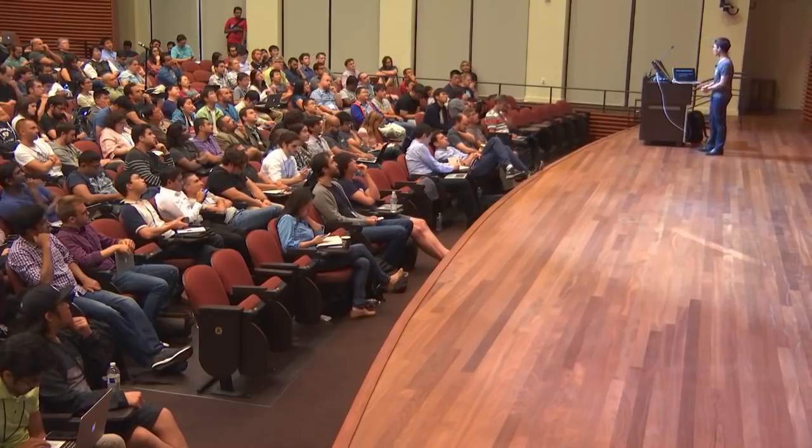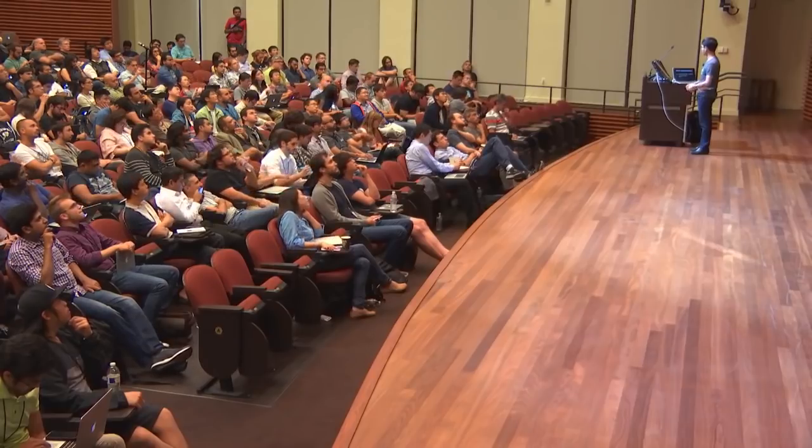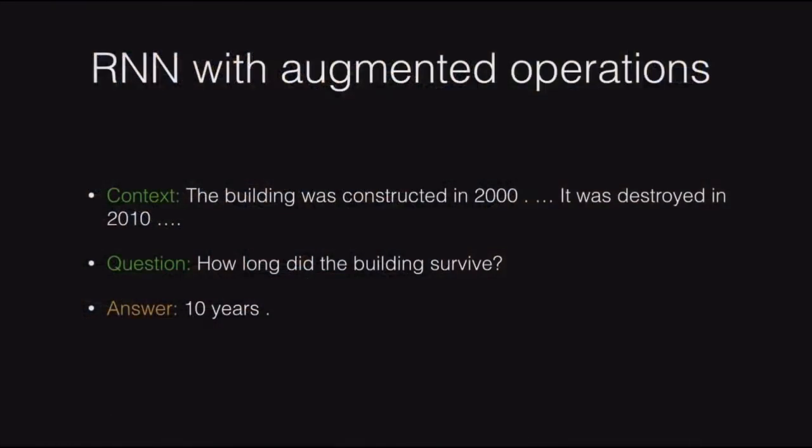Another extension that a lot of people talk about is using RNN with augmented operations. You want to augment the neural network with operations like addition, subtraction, multiplication, the sign function, etc. A lot of functions. To motivate this, you can think about how Q&A can fall into this. For example, here's the context: the building was constructed in the year 2000. And then later on, it was destroyed in the year 2010.